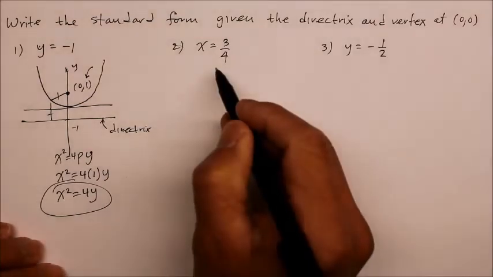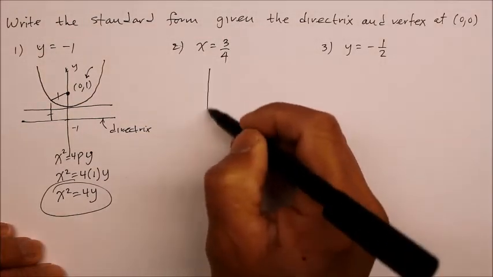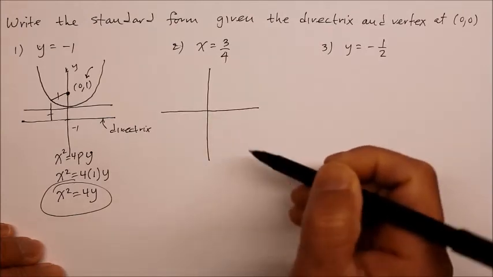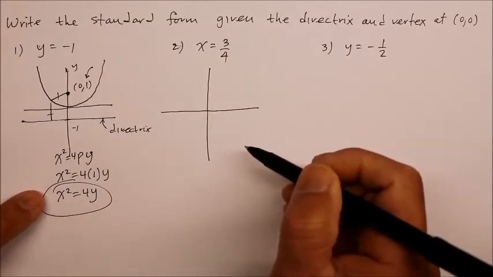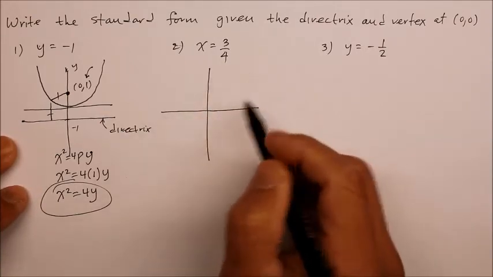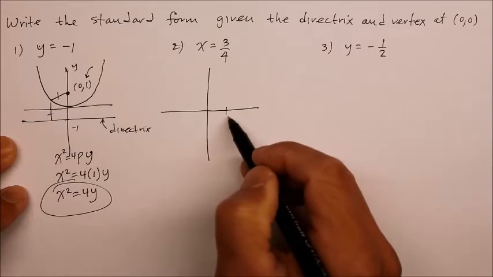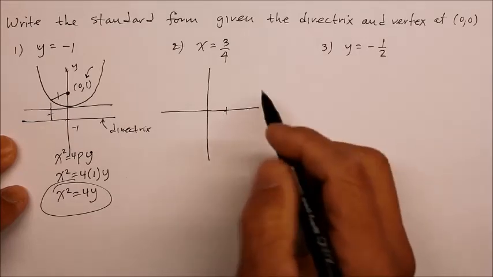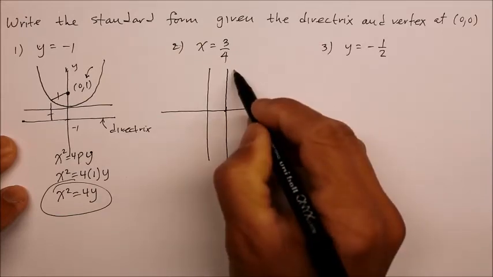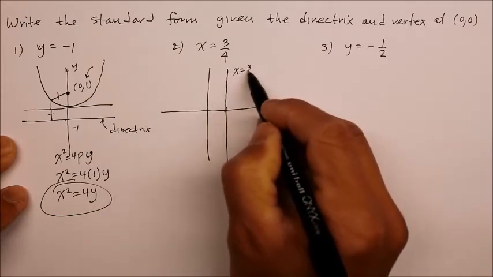Here we go. Once again, I recommend you graph it. Plot the information that's given to you to give you the picture. And that will make sure that you use the right standard form. In this case, the directrix now is at x equals 3/4. So, boom, there's 3/4. Okay? So that means we have a vertical line. So the x is at 3/4.